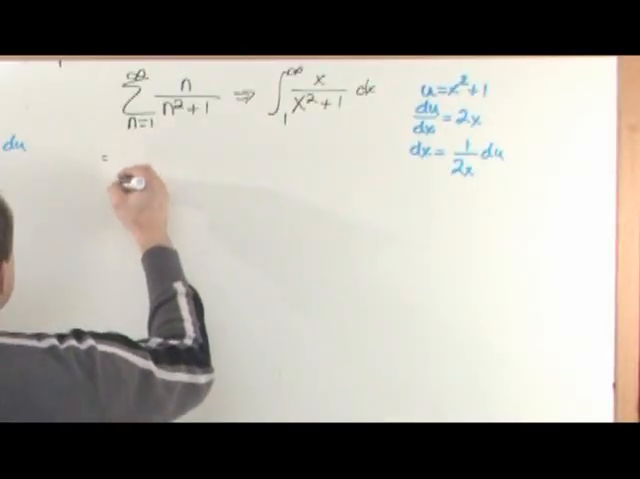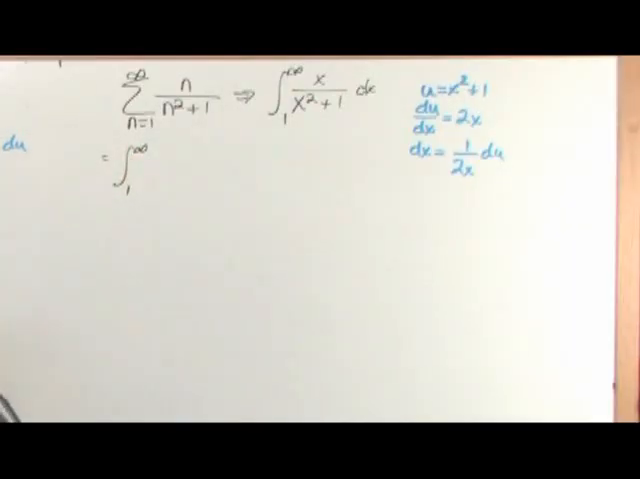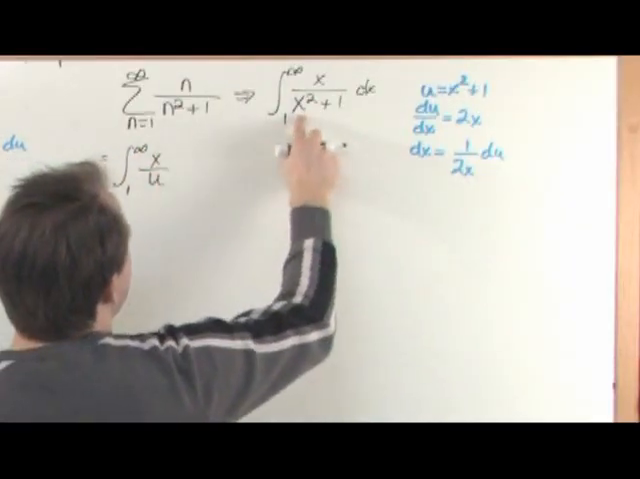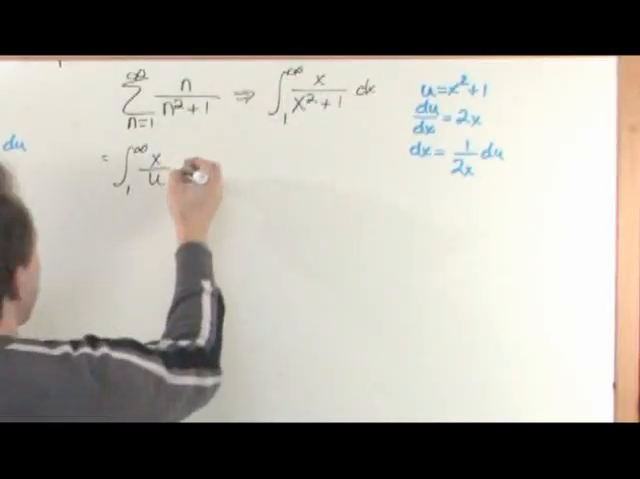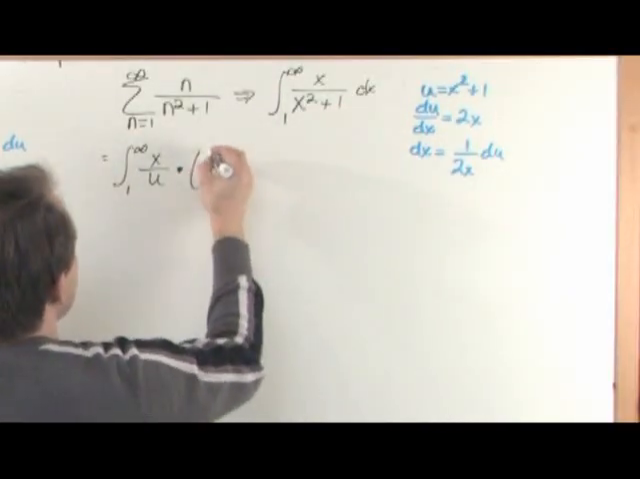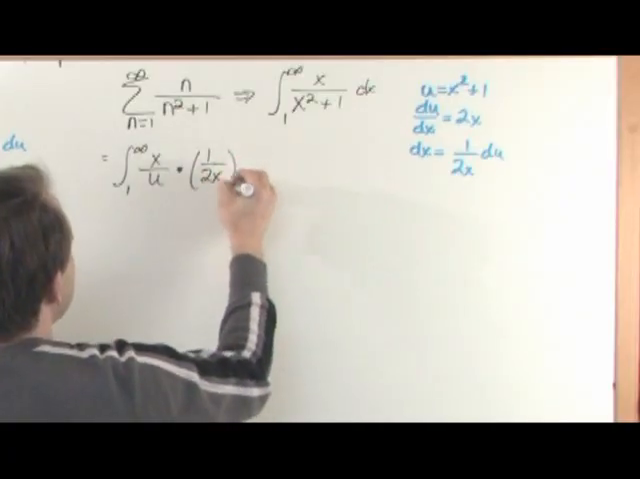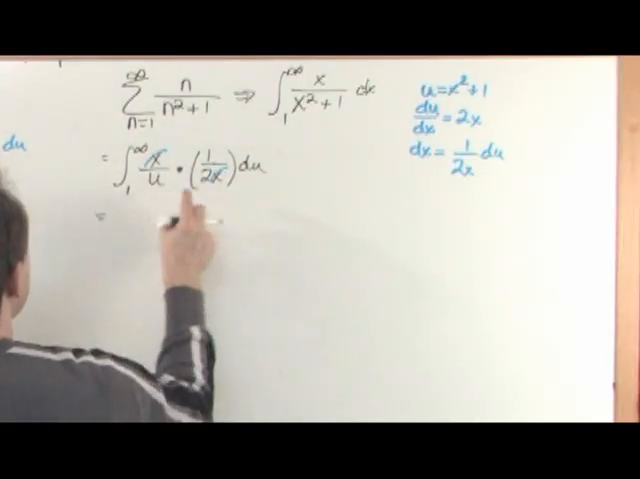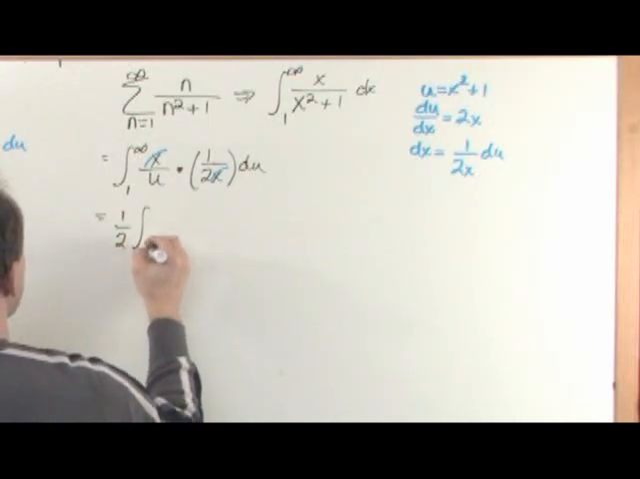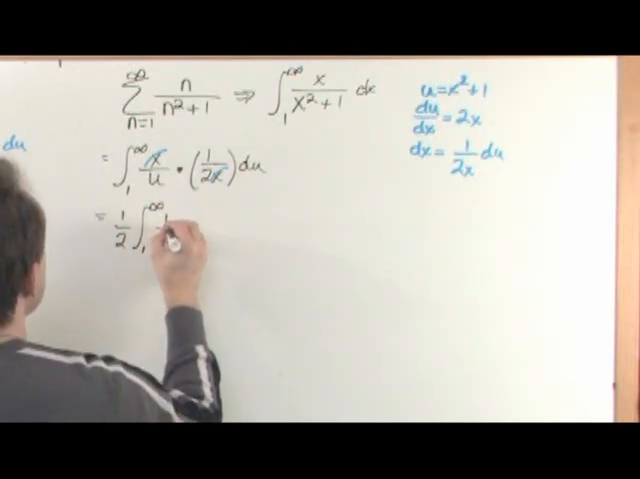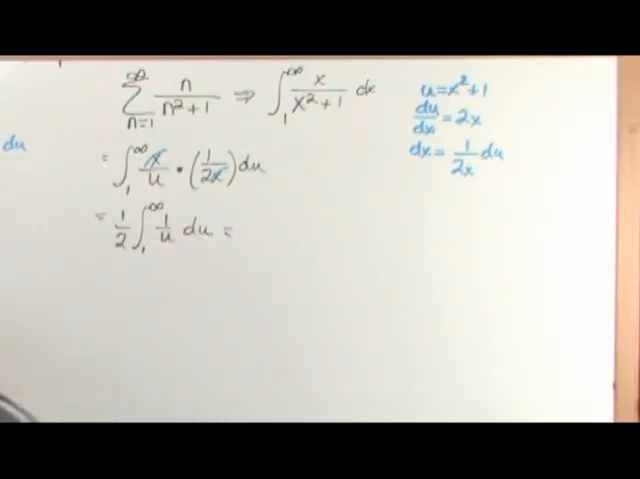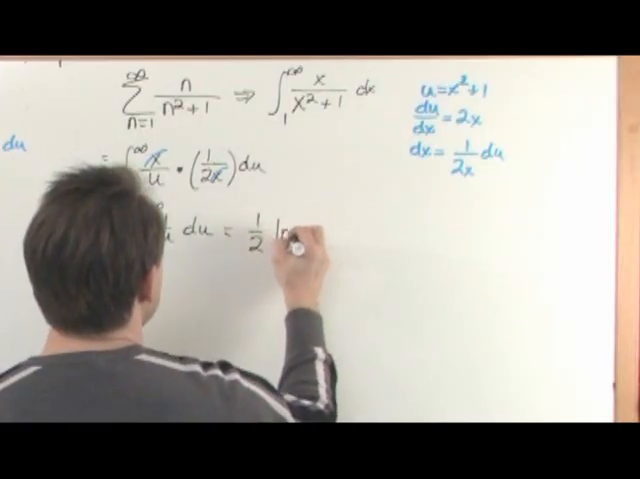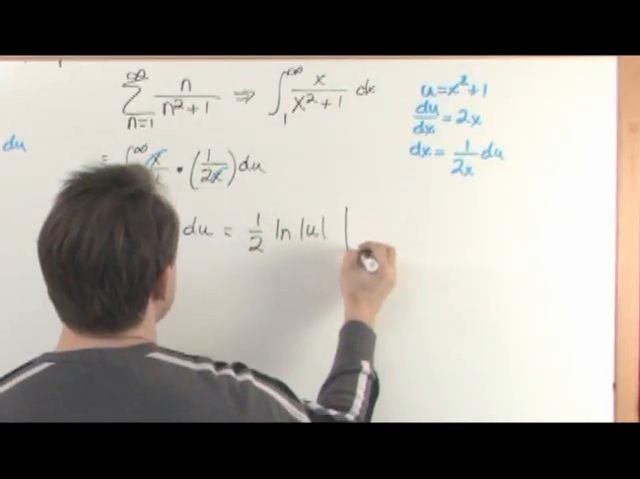So what I'm going to have is the integral from 1 to infinity of x over u, because the whole bottom x squared plus 1 is equal to u, times dx, but dx I just found as 1 over 2x du. And I see right away that I'm getting what I like. This x cancels with this x. And so this is going to equal, pulling out the 1/2, the integral from 1 to infinity of 1 over u du. And you should know right away that the integral of 1 over u is a natural log. So that's 1/2 times natural log of u evaluated from 1 to infinity.